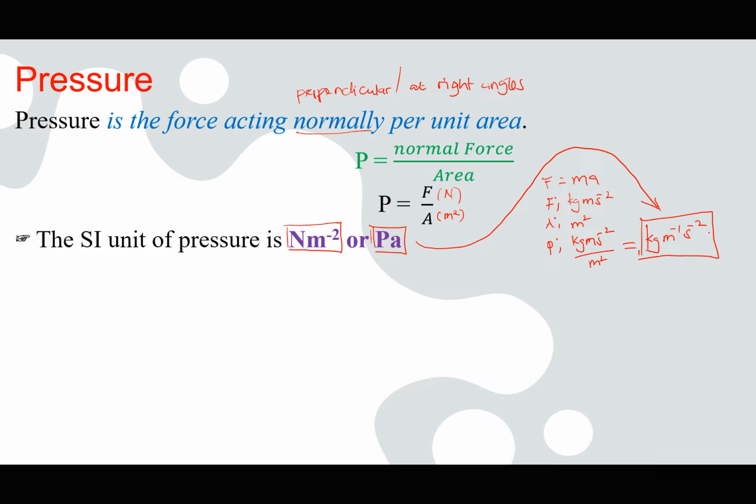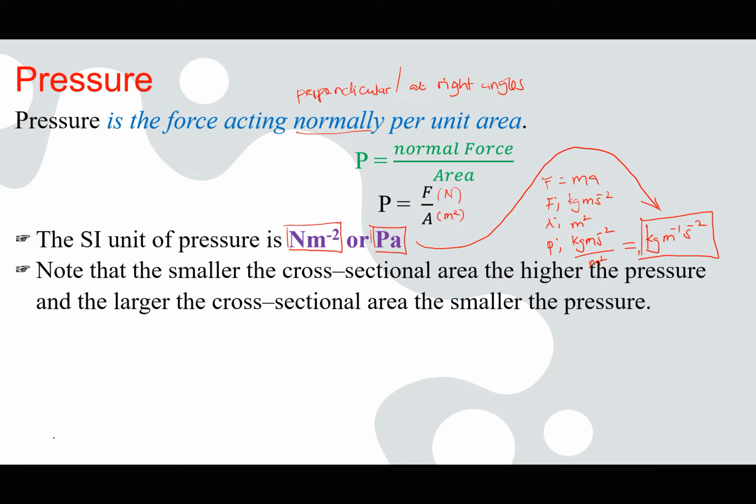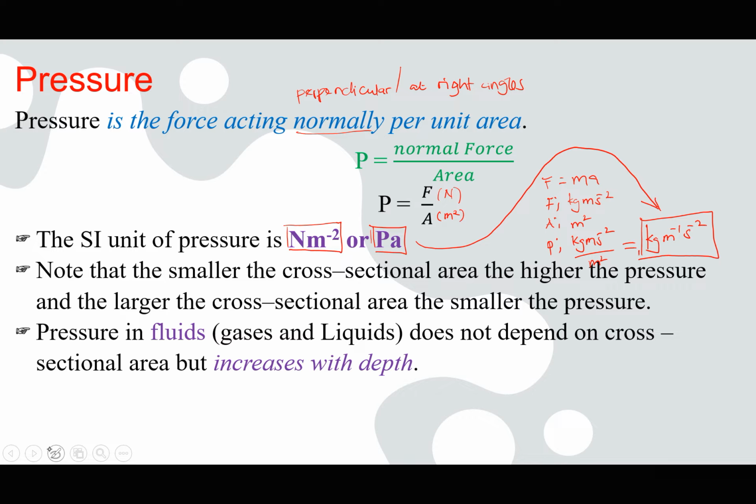Okay. So I want you to also recall from IGCSE that the smaller the cross-sectional area, the higher the pressure, because pressure is inversely proportional to cross-sectional area. The larger the cross-sectional area, the smaller the pressure. That you mentioned in IGCSE. You also mentioned that pressure in fluids, call them gases and liquids, does not depend on cross-sectional area. And we can prove this. Pressure in fluids or pressure in liquids and gases does not depend on cross-sectional area.